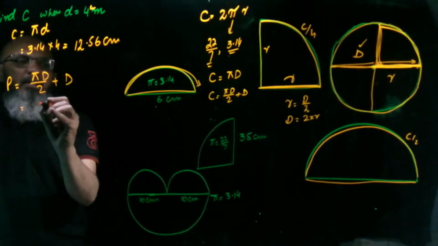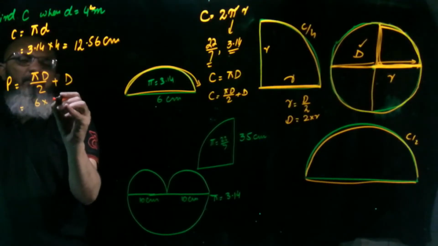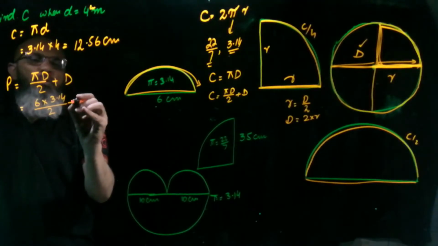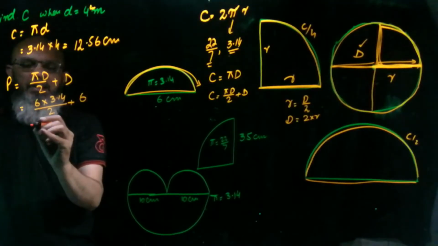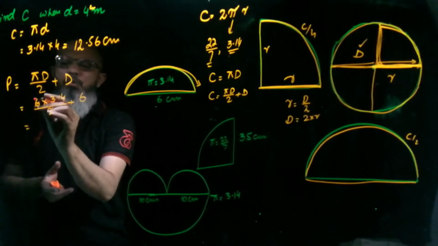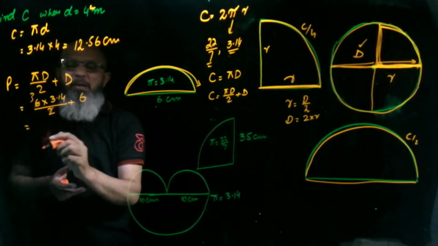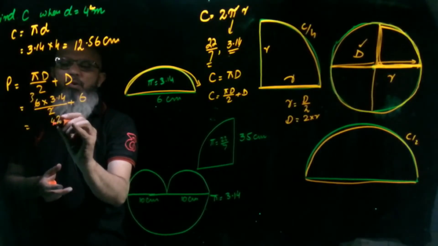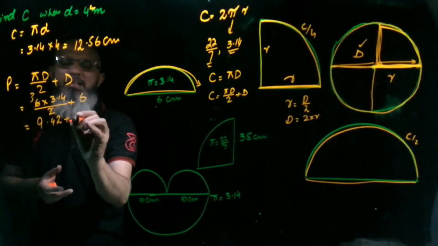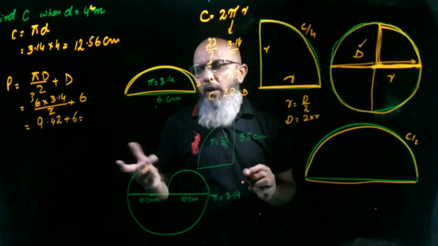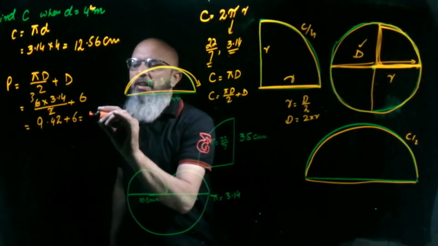So what is pi d? Pi d means 6 multiplied by 3.14 divided by 2, plus the diameter, that is 6 centimeter. So you can calculate very easily. You can cancel 2 3s are 6, now multiply 3 with 3.14: 3 4s are 12, 3 1s are 3, plus 4, 3 3s are 9, plus 6. So you know how to add these two? Okay, you can add. That's very easy.